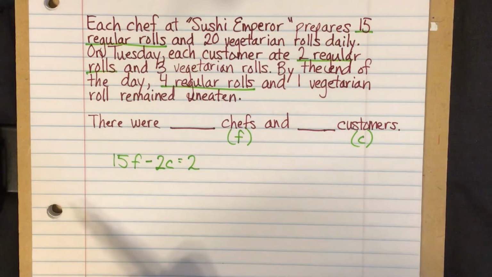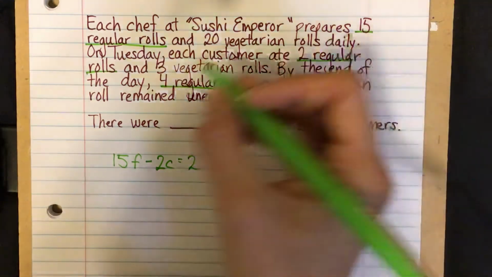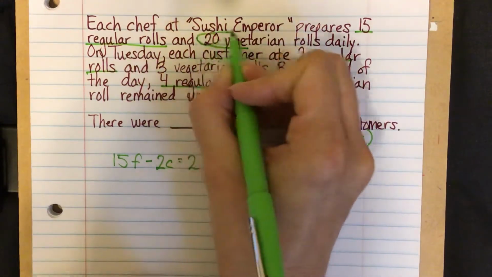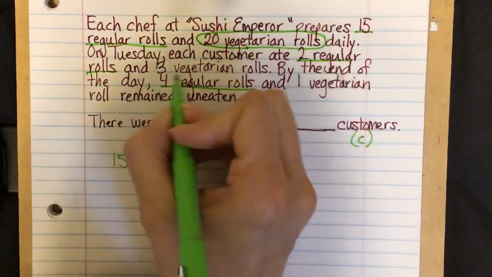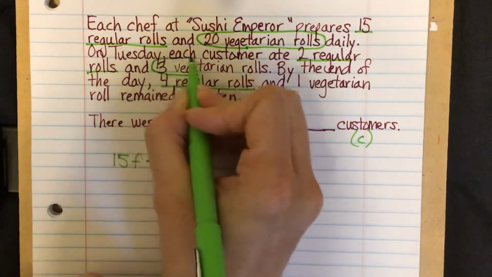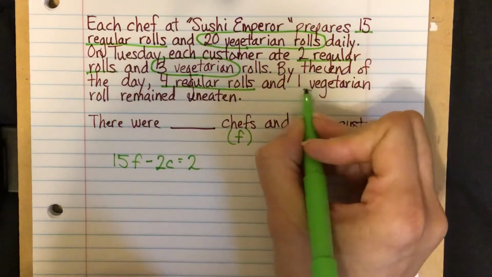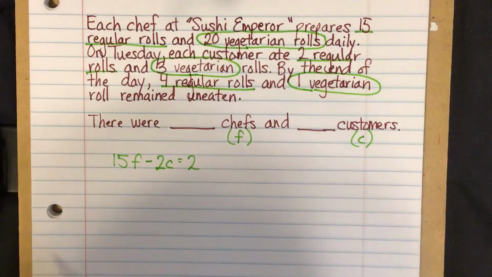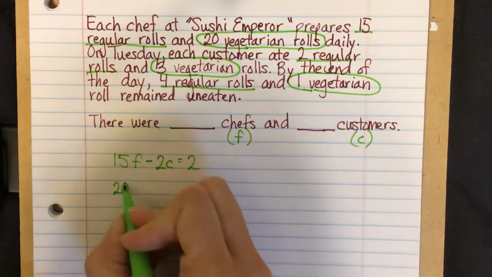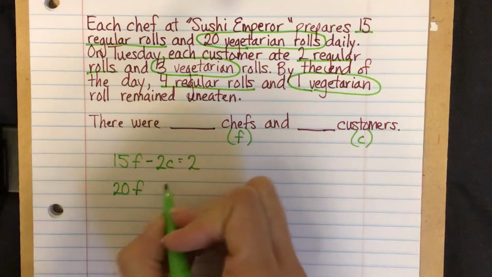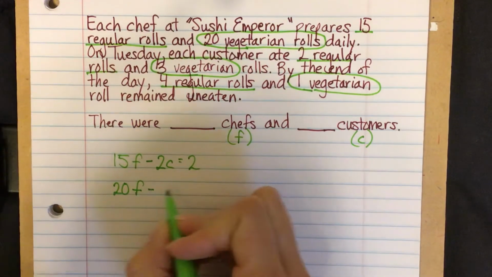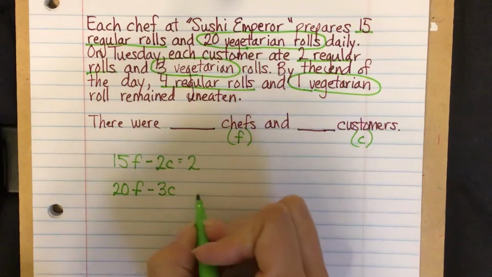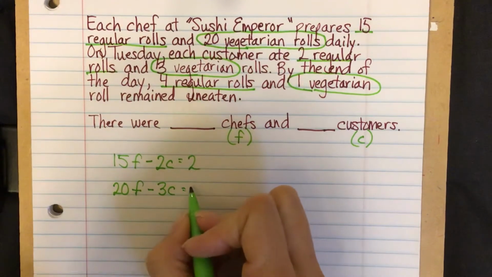Now our second equation, we're just going to hone in on the vegetarian rolls. I'm going to circle instead of underline here. So each chef prepares 20 vegetarian rolls. Each customer eats 3 vegetarian rolls. And at the end of the day, there is 1 vegetarian roll left. So let's create an equation for this. We have 20 that are created by each chef, which is F. The customers come in. Each customer eats 3, so that means 3 are going away every time a customer eats. And at the end of the day, there's only 1 roll left.